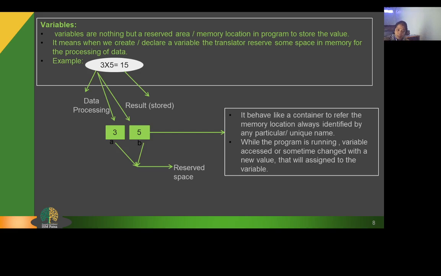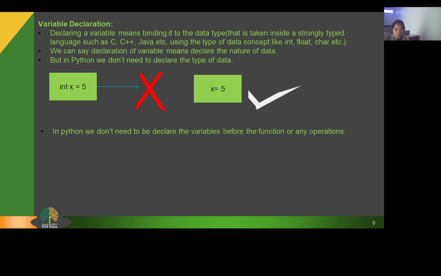We can say variable behaves like a container which is identified by some unique name, which is called identifier, as we know. It always holds the data till the processing and allows us to return the value after the execution of the program with some reserved area, which is also identified by the identifier. As in any other programming language, in Python, we don't need to declare the variable before the execution or at the time of coding.